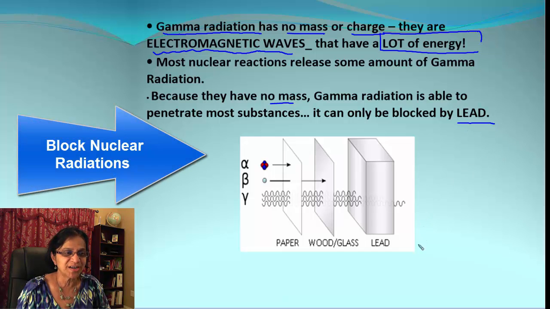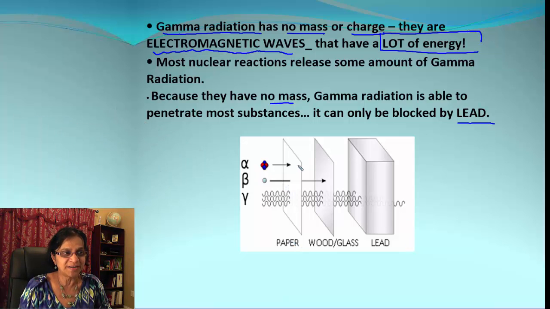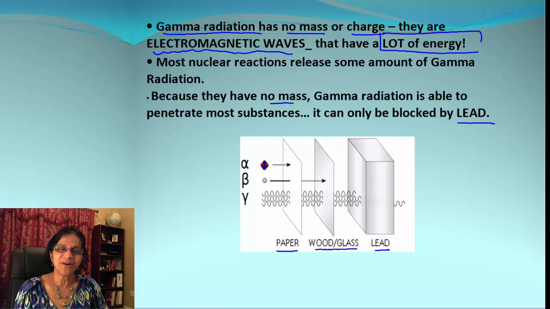So in this picture, you can see how we can block alpha, beta and gamma particles. Alpha particles can be blocked by paper, beta particles can be blocked by wood or glass, and gamma particles can be blocked by lead. So I guess that gives you a fair idea about nuclear reactions.